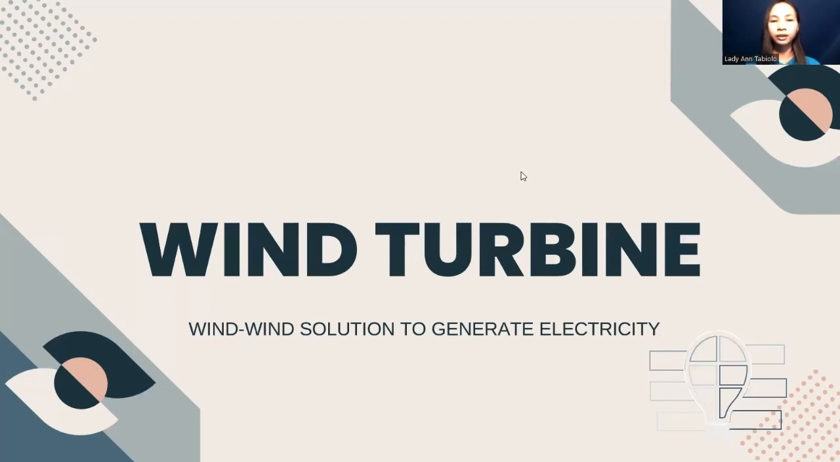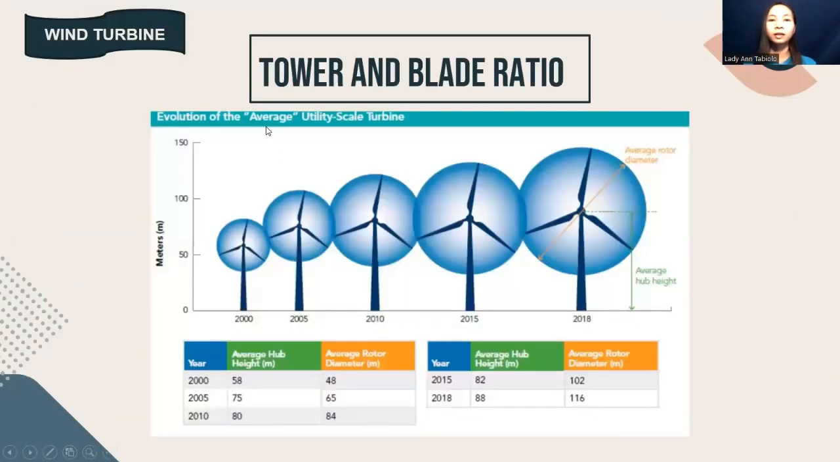So let's continue. Wind turbine, win-win solution to generate electricity. Dako tayo dito sa tower and blade ratio. Sa evolution nito, mapapansin po natin na from 2000 to 2005, mas malaki yung kanyang average height ng tower compared sa kanyang rotor diameter. And then, pagdating sa 2010 up to present, palaki na yung kanyang rotor diameter compared sa kanyang tower.